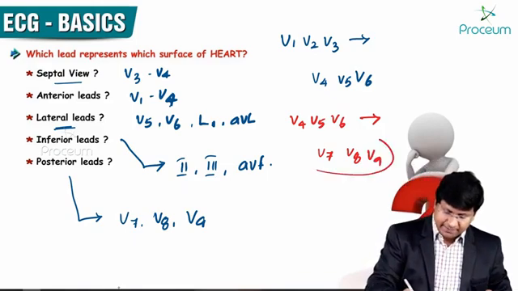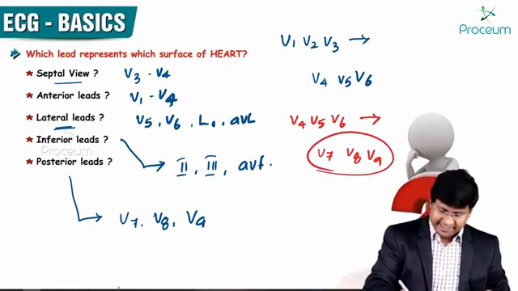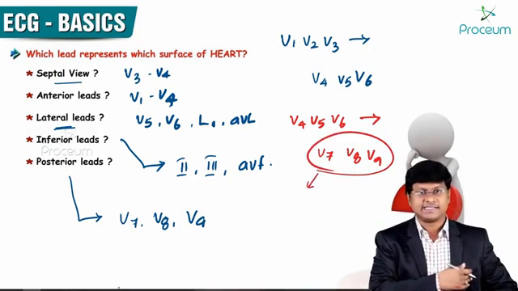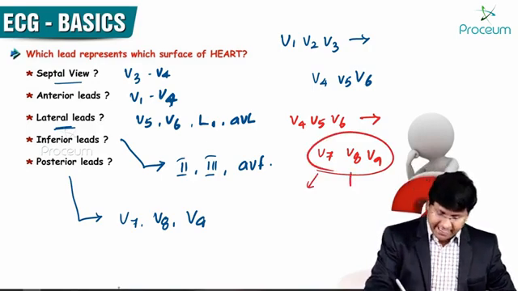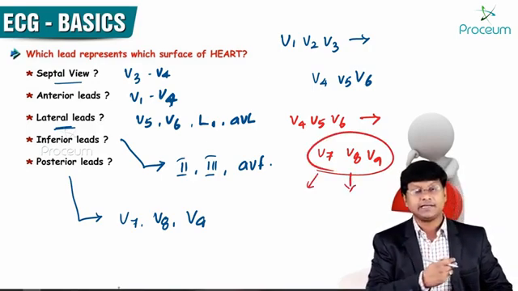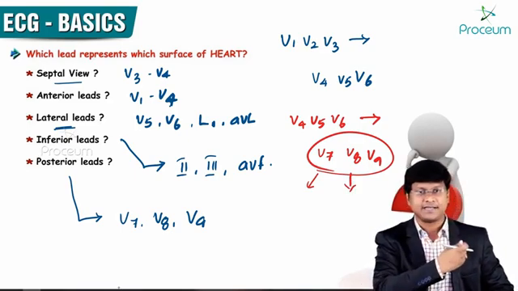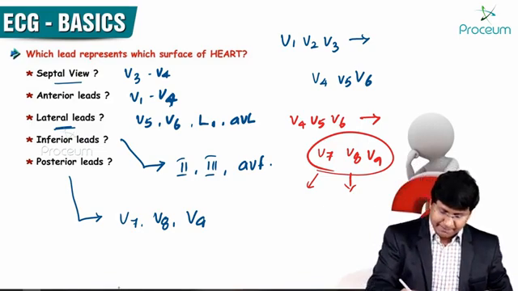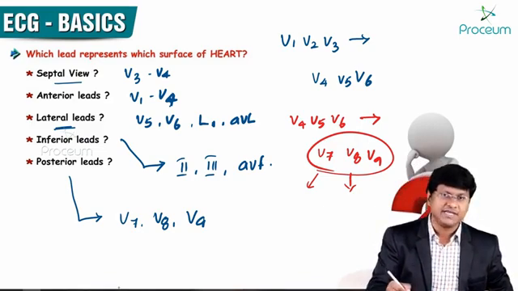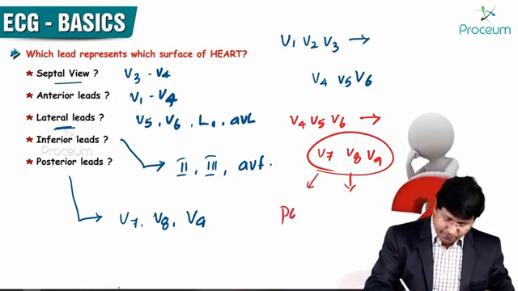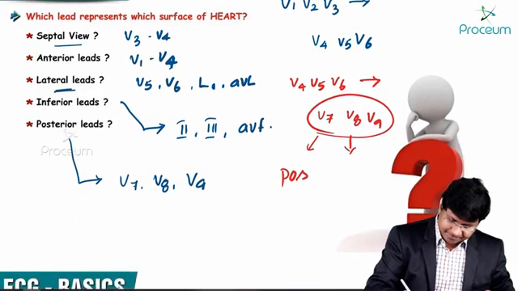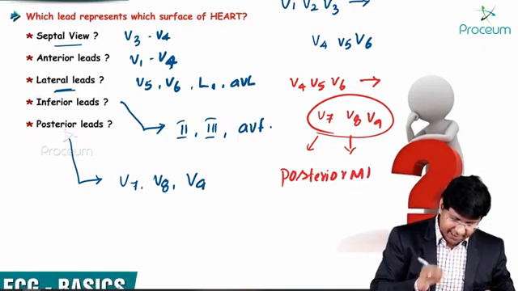Now, what is the use of keeping the leads posteriorly? V7, we keep in the posterior axillary line. V8 and V9, we keep them in the scapular lines. What is the purpose of it? The purpose of keeping the leads in V7, V8, V9 is to pick up the posterior wall MI.